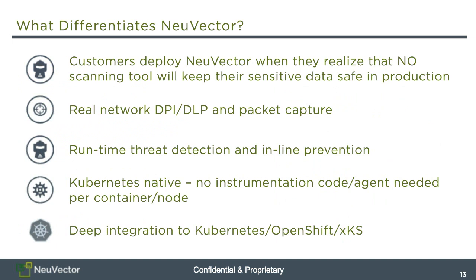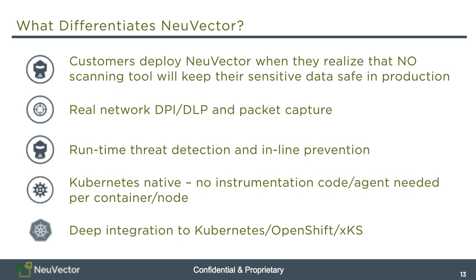So what really differentiates NeuVector, and the reason why our customers are coming to us, is that they realize no vulnerability scanning tool alone will keep all their sensitive data safe in production. Just like you spend a serious amount of money on layer 7 next generation firewalls for your data center, you need something comparable to that level of security when you deploy Kubernetes in production, in particular in public cloud scenarios. We're the only ones that can do proper deep packet inspection and data leakage prevention, as well as packet capture. And we do real-time threat detection and inline prevention for shutting that down.